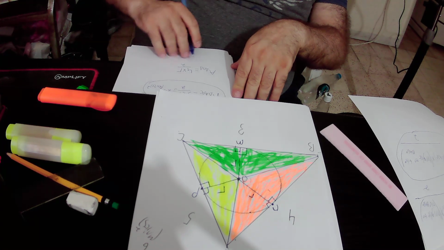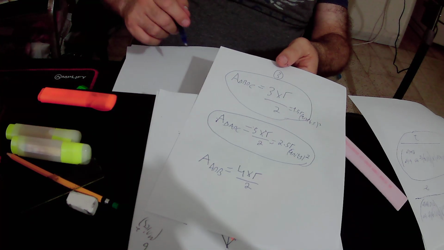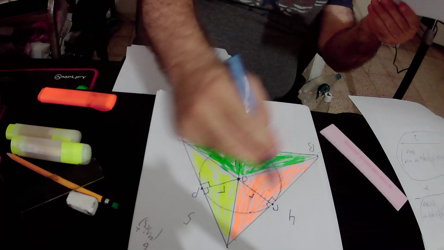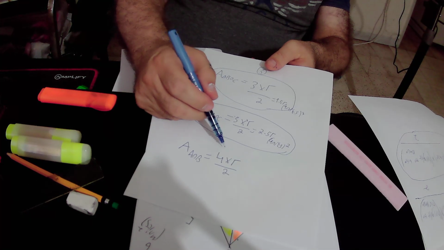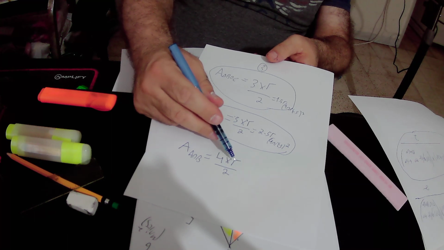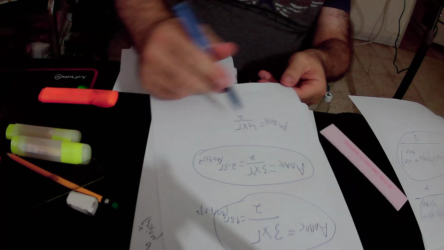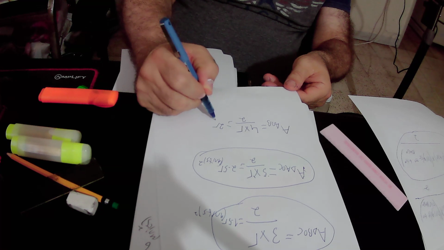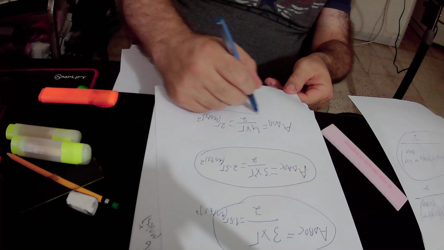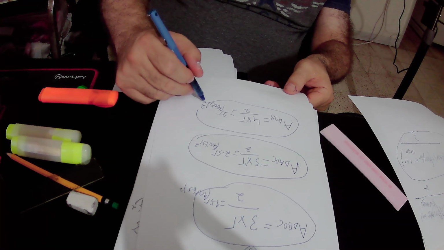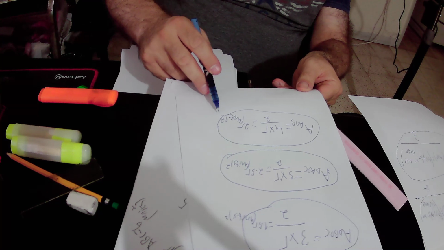divided by 2. So actually the area of the orange triangle equals the base of the triangle, that is 4, times the height, that is the radius, divided by 2. 4 over 2 is 2, so we get that the area of the orange triangle equals 2 times r units squared. So the area of the orange triangle equals 2 times r units squared.